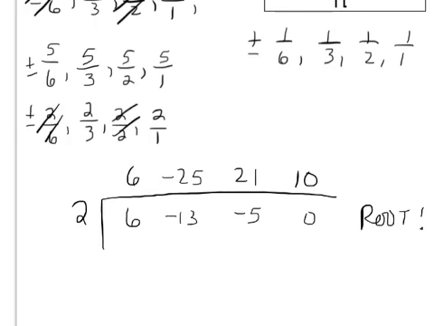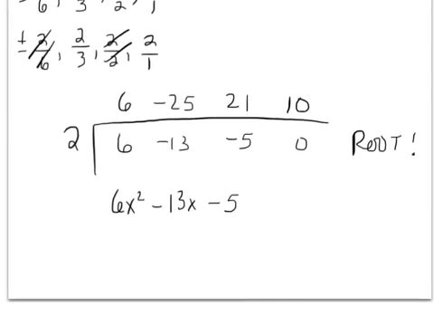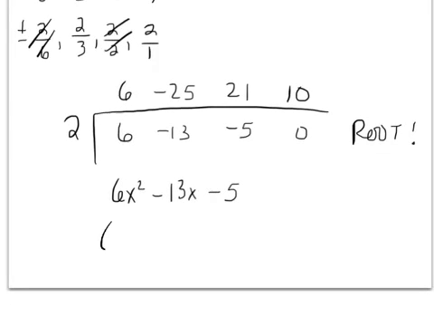Now, since we have one of the roots, we can look at our depressed equation. Our depressed equation becomes 6x squared minus 13x minus 5. Because the depressed equation is actually quadratic, we can solve this either by factoring or the quadratic formula. I would personally factor it. Factoring it becomes 3x plus 1 and 2x minus 5.